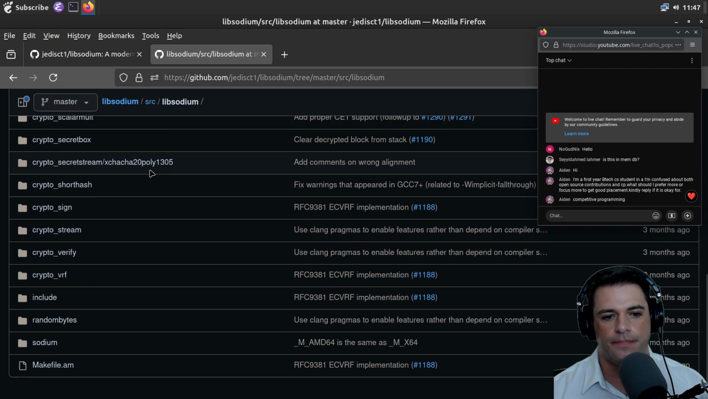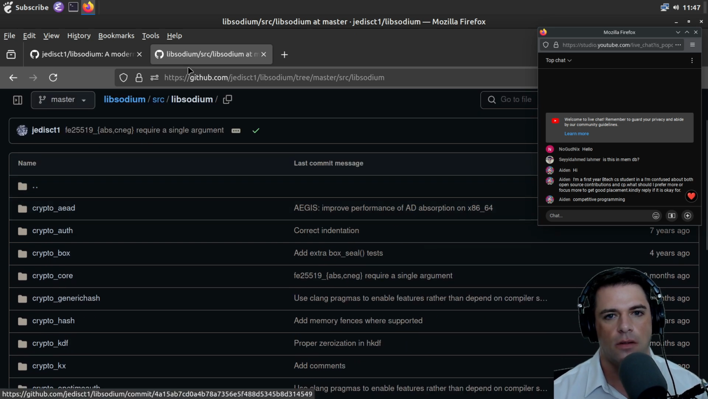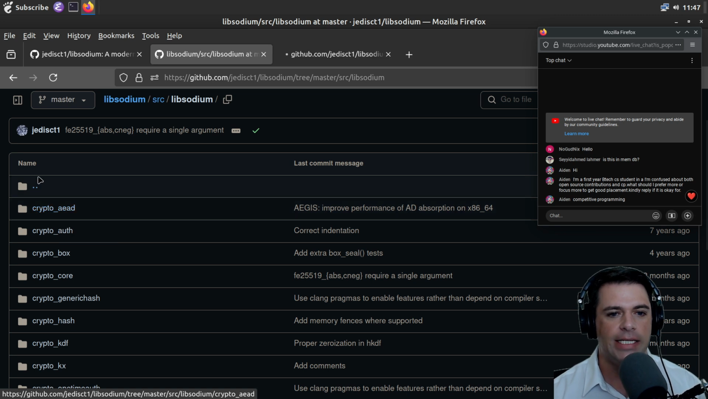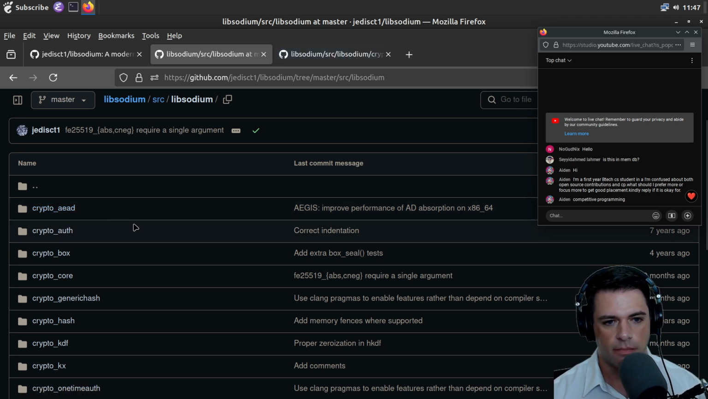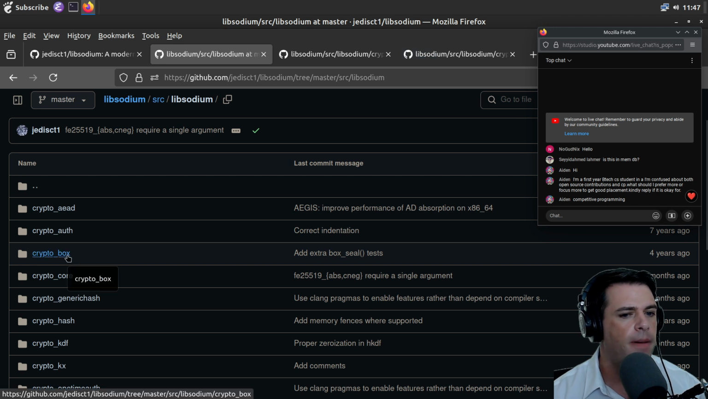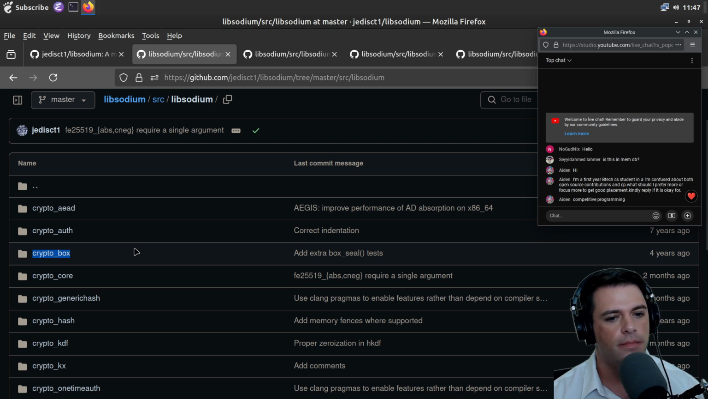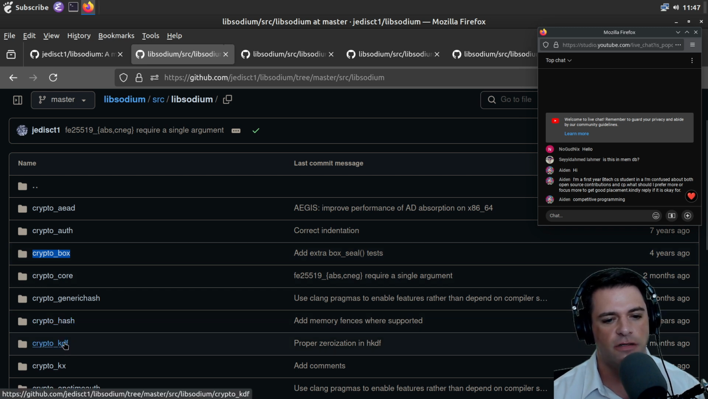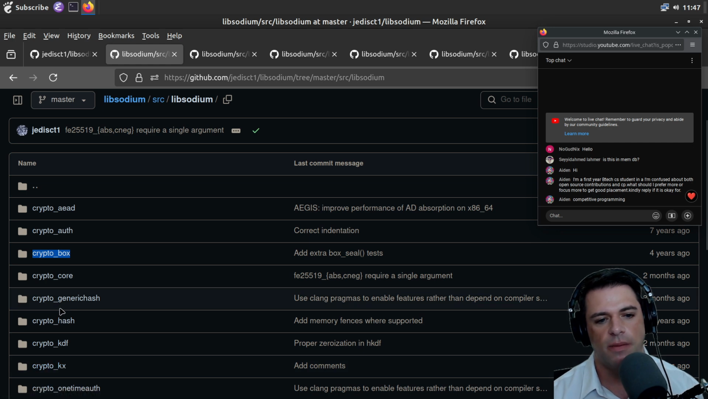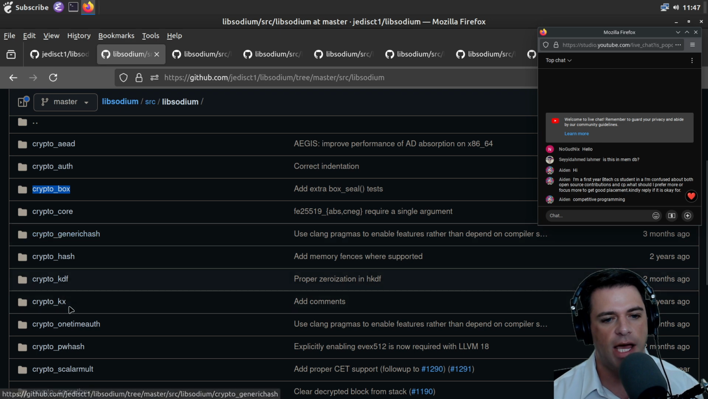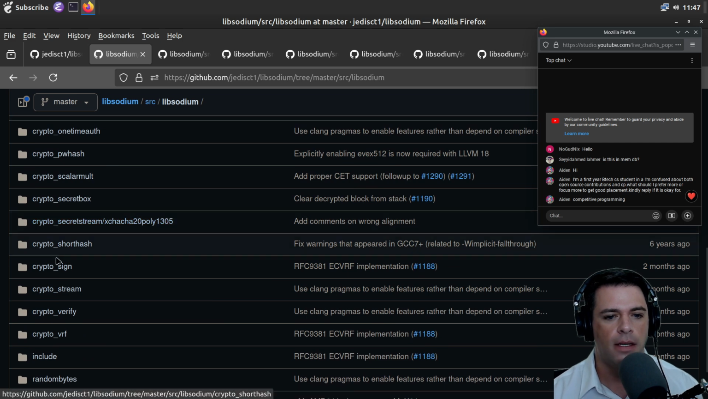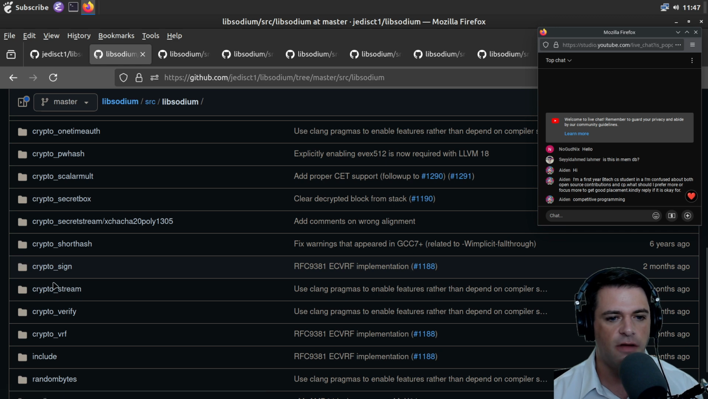And it's small, I think. So we have AEAD. So that's authenticated crypto. We have auth. Box. I'm not sure. This might be related to SBox type stuff. A key derivation function. KX is probably key expansion, crypto hash, generic hash. And we should look at crypto core, crypto stream, crypto verify. So sign and verify are asymmetric crypto.